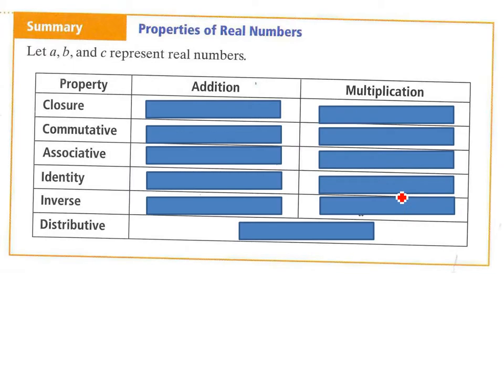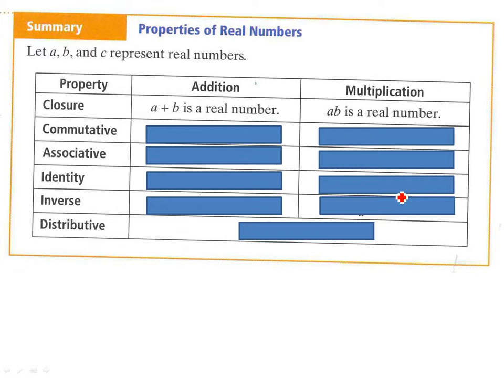All right, let's sum a few things up here with our properties. You've seen this as a review from Algebra 1. Closure property of addition, a plus b is a real number. So if you have two real numbers to start with and you add them, it's still real. And the same works for multiplication. If you have two real numbers and you multiply them, they're still going to be a real number.